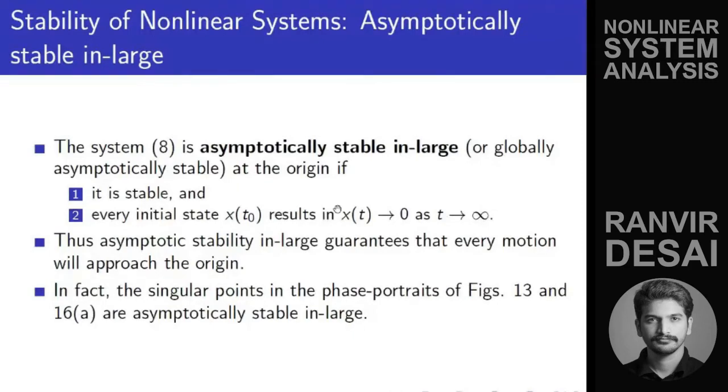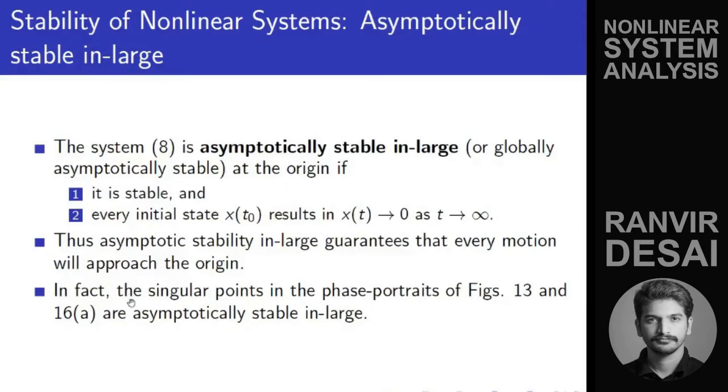If it is strictly stable, then we can call it stable in large or globally stable. Generally, this is desired rather than only saying it is stable. This is the extra information, so you don't need to worry about whether it is stable in this region only, or whether it works outside. It is stable everywhere. So in large guarantees that every motion will approach the origin.